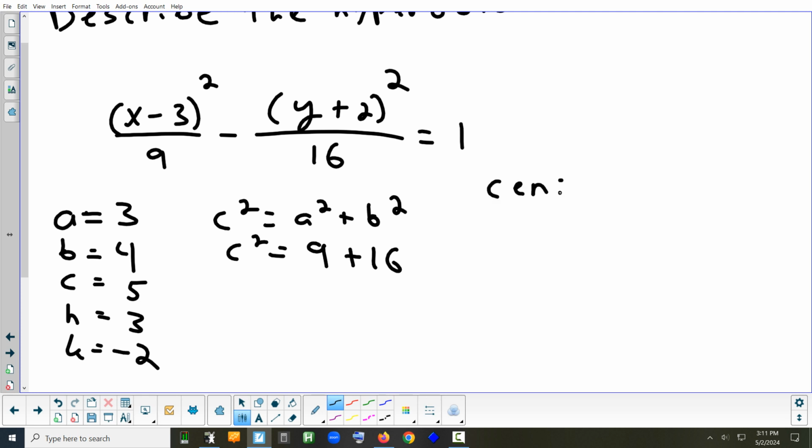Okay, where is the center of this hyperbola? 3, negative 2. Okay, which way does the transverse axis go?